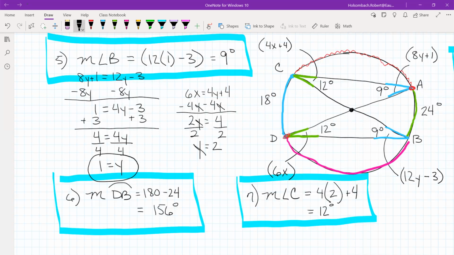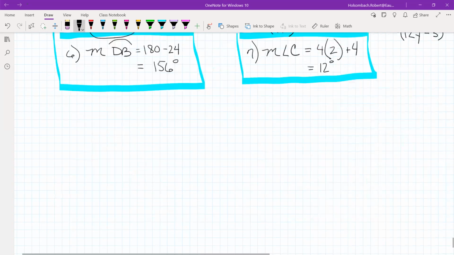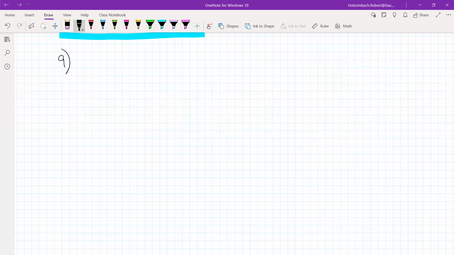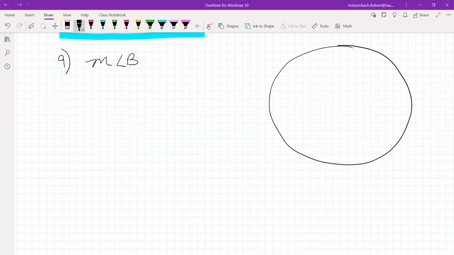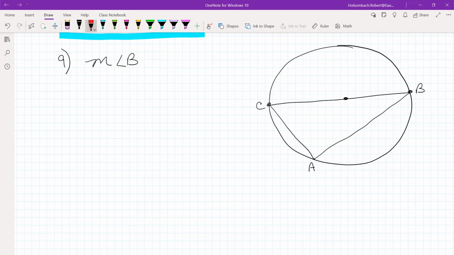All right, so where are we at? 5, 6, 7, and 8. All right, we're on number 9. Number 9 wants the measure of angle B. And here's our circle with CB, that's a diameter, and now we've got an inscribed angle A that intercepts a diameter and a semicircle. So we said yesterday that forms a right angle.